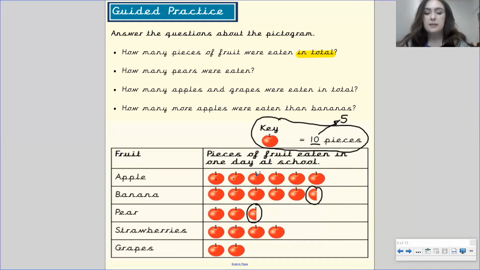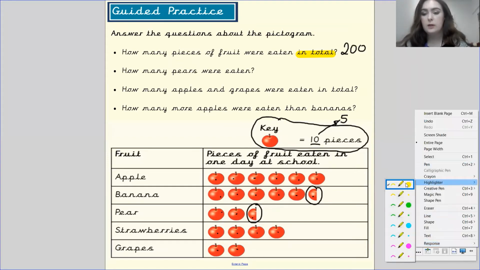10, 20, 30, 40, 50, 60, 70, 80, 90, 100, 110, 120, 130, 140, 150, 160, 170, 180, 190. We've got 5 here, so 195, and another 5 here, 200. So there are 200 pieces of fruit eaten in total.